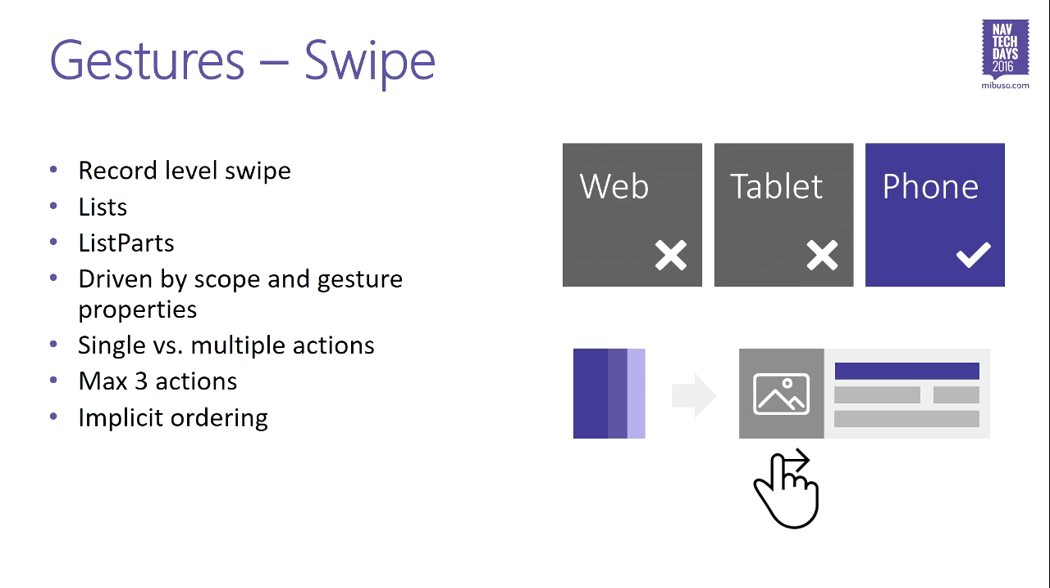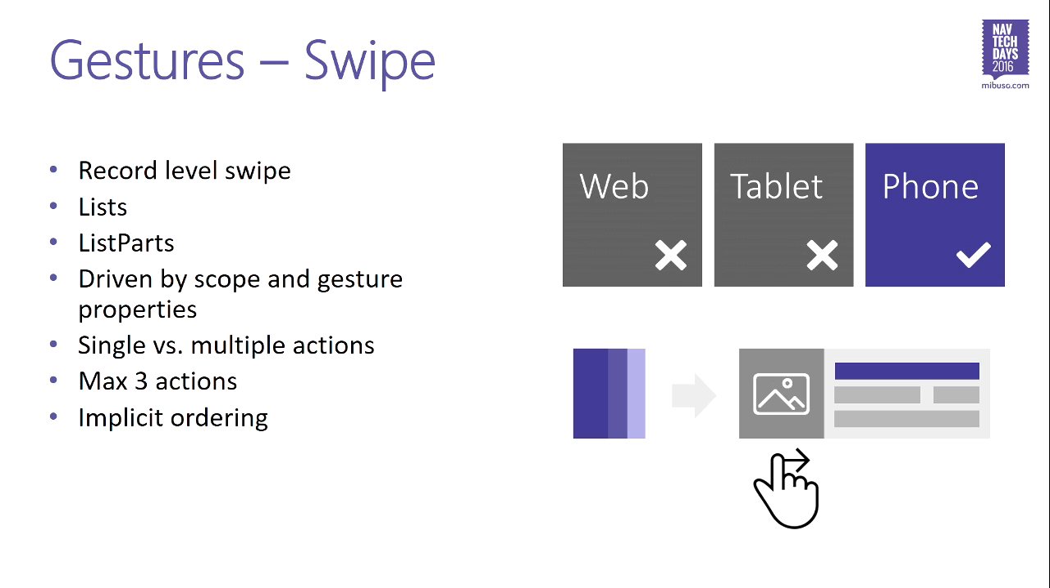Another one is that you can have single or multiple actions, and you can have up to 3 actions per direction. That means you can have up to 3 on the left side, and another 3 on the right. But if you have more than 3, then we just cut it and show 3 actions there. The order of actions that we create is implicit, and it's actually what you see in the designer. I'll show you what they mean.